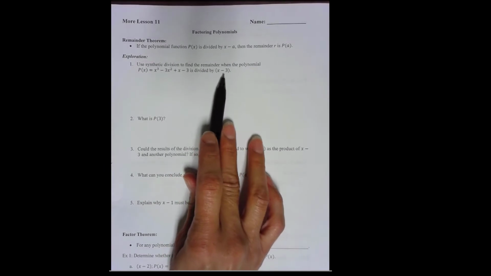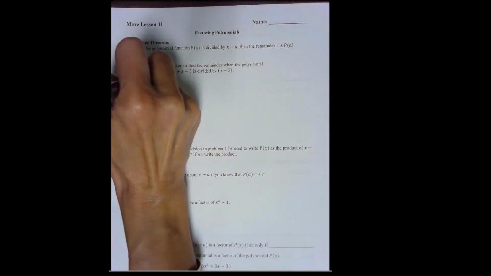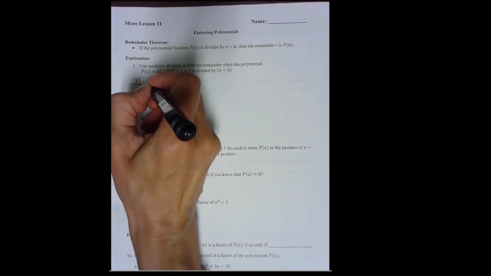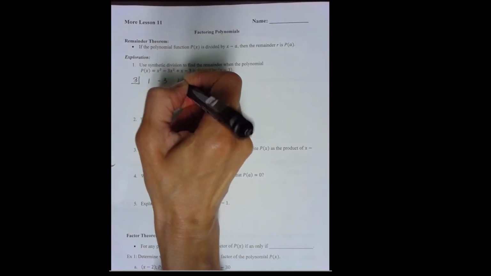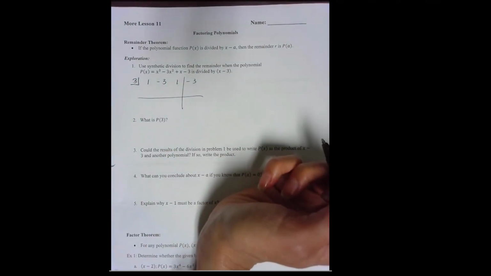We're going to use synthetic division, so I'll review that because it's fast and we have a linear binomial divisor. So we have our p of x and we have our divisor. We're going to take the 3 and we'll put it in the little box, and then we'll put the coefficients of the polynomial p of x. So 1, -3, 1, -3. The constant goes to the right.